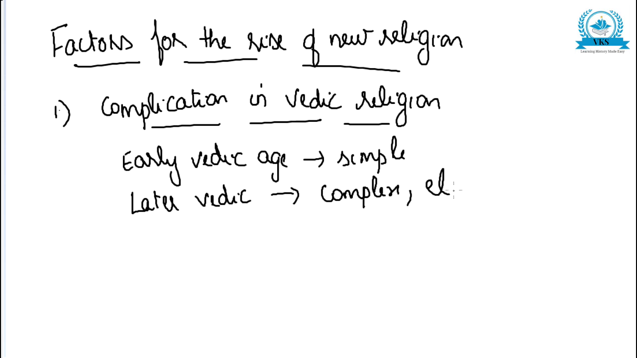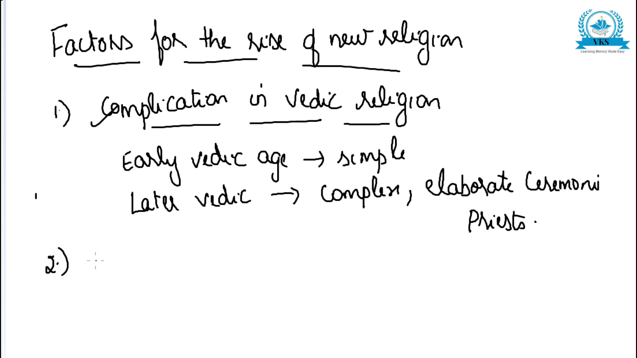So here religion became complex because of elaborate ceremonies and the influence of priest. All these were the problems in the religion, and that was the first factor for the rise of new religion. When Vedic religion became very complex, people started to feel that we need a very simple religion. We don't want such complex religion. So that was the first factor.